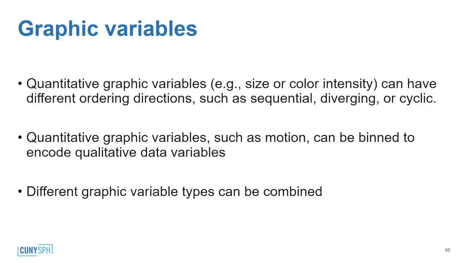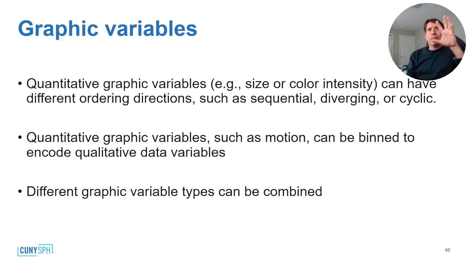And quantitative graphic variables such as motion could be bent to encode other data variables. And remember when we were looking into bubble graphs that are expanding over time, then that is going to give us the illusion of the speed of growth. And we can combine different types of graphic variables.